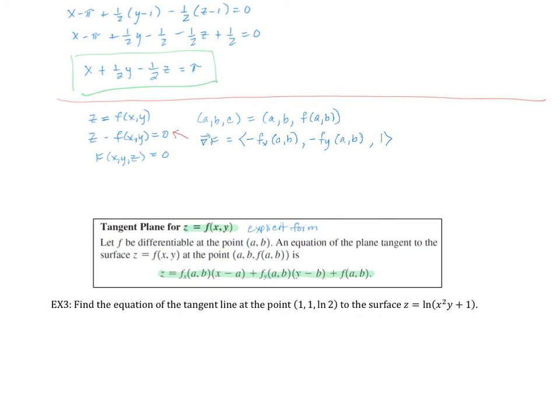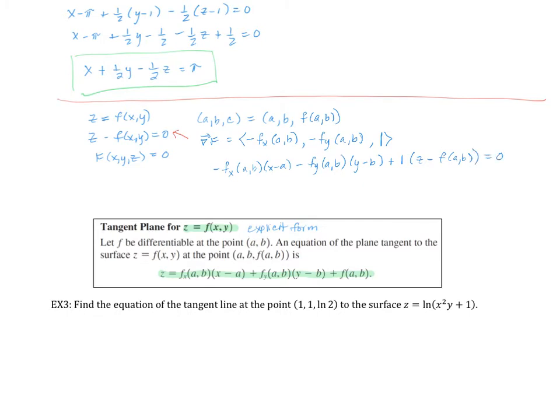So now when we put that into our implicit formula for the equation of a tangent plane, we get negative partial with respect to x evaluated at our point (a, b), times x minus a, minus the partial with respect to y evaluated at (a, b) times y minus b, plus, this is a 1, so it's 1 times z minus c, but c is the point f of (a, b). And then we set that equal to 0.